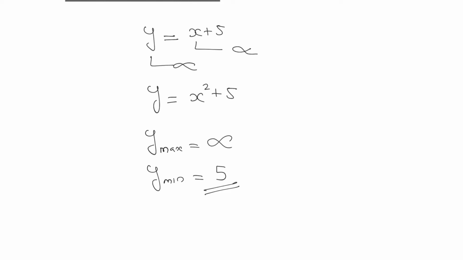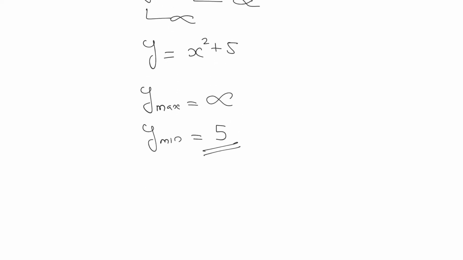In a situation like this, it is easy to find out, because we know that if I put any negative value and square it, we get a positive value. So y is minimum when x is equal to 0. That's why the minimum possible value of y is 5.